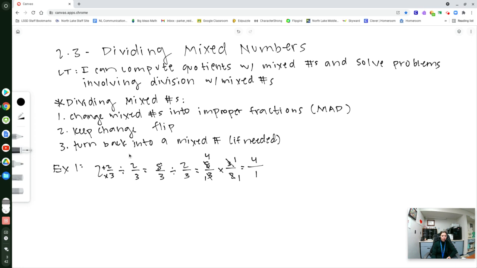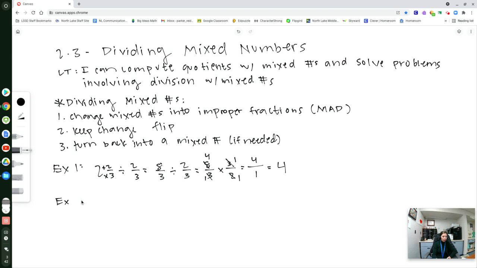Now we're on to step 3, turn back into a mixed number if needed. Well, look at this. This is an improper fraction. The top is bigger than the bottom, so we are going to have to do that here. How many times does 1 fit into 4? Well, that would be exactly 4 whole times with nothing left over. So this one, our answer is just the whole number 4.